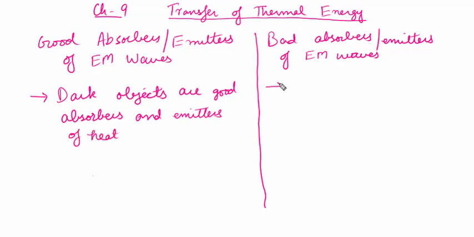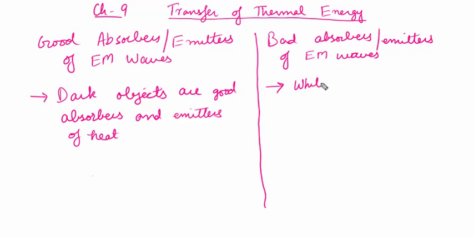On the other hand, let's talk about the bad emitters and bad absorbers. Shiny polished objects or white colored objects, silver colored objects, are bad absorbers and bad emitters of heat. If we are wearing a white shirt and a black shirt, we'll feel more hot in the black shirt as compared to the white shirt, because shiny objects are good reflectors of heat and bad absorbers of heat. Whatever heat they receive, they just reflect it, and the inside temperature of that shiny object will be less.